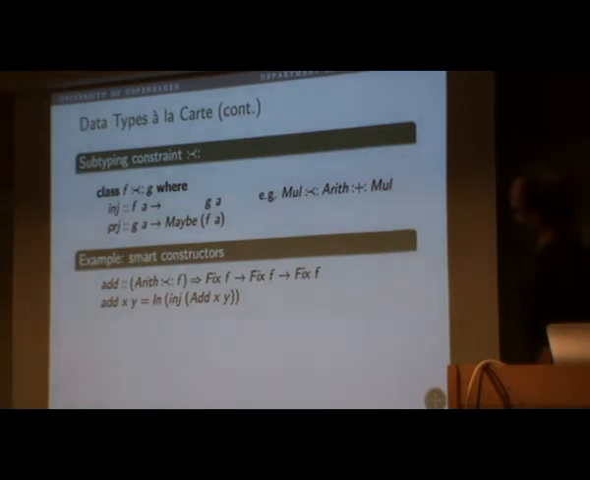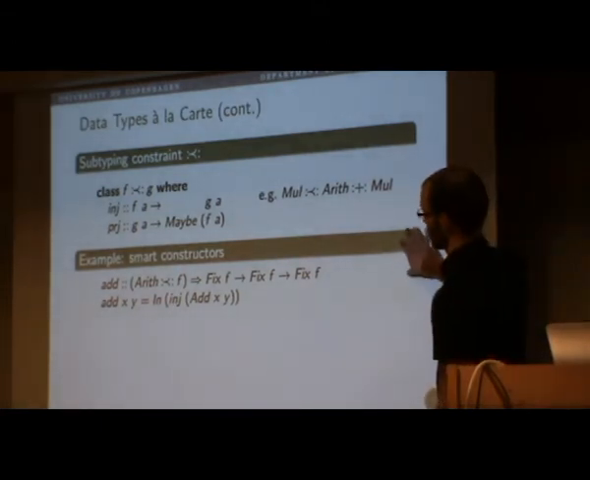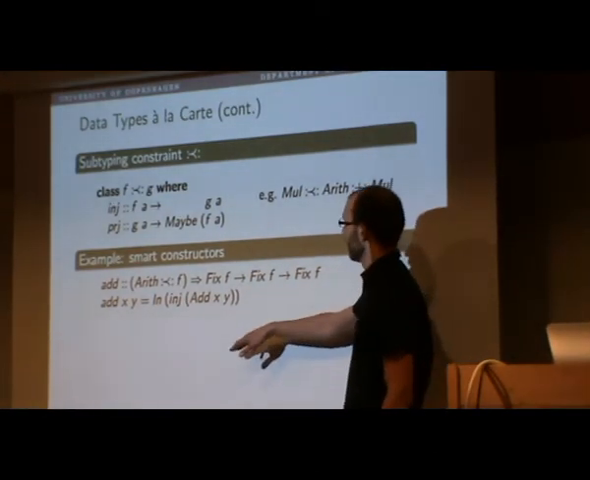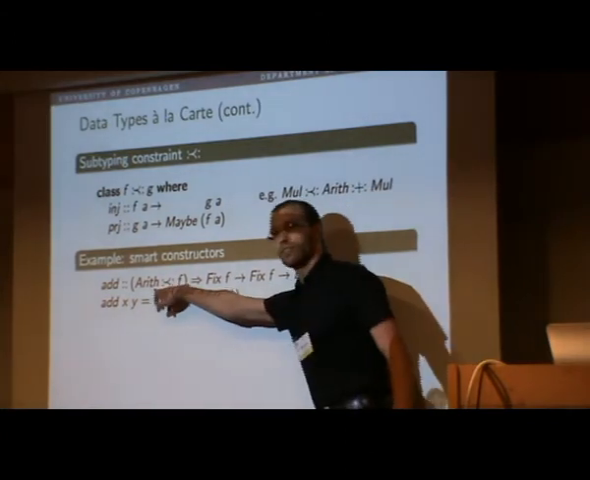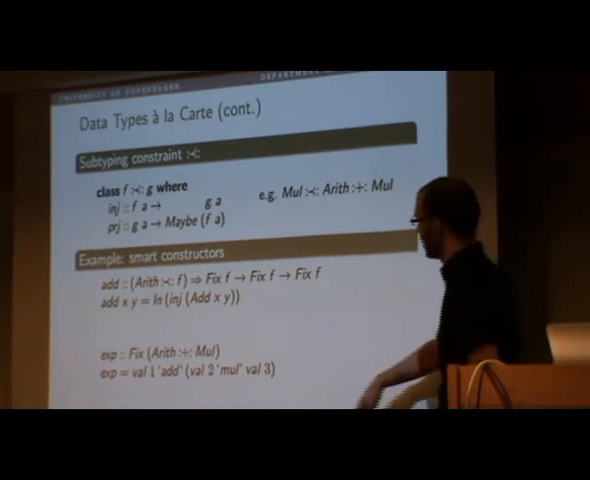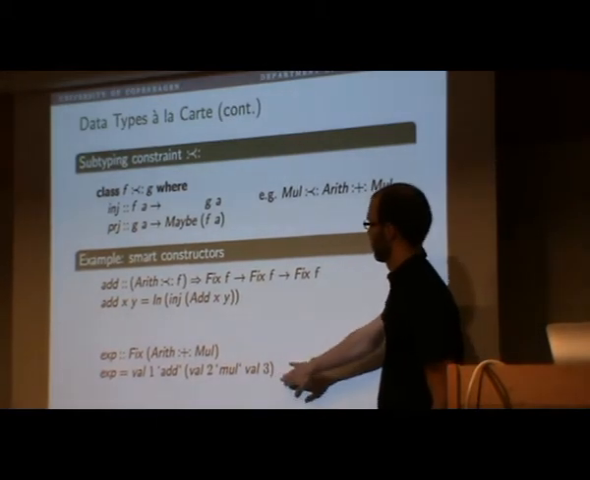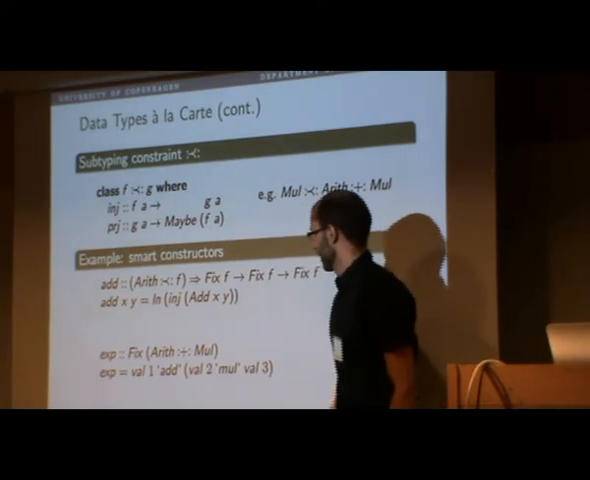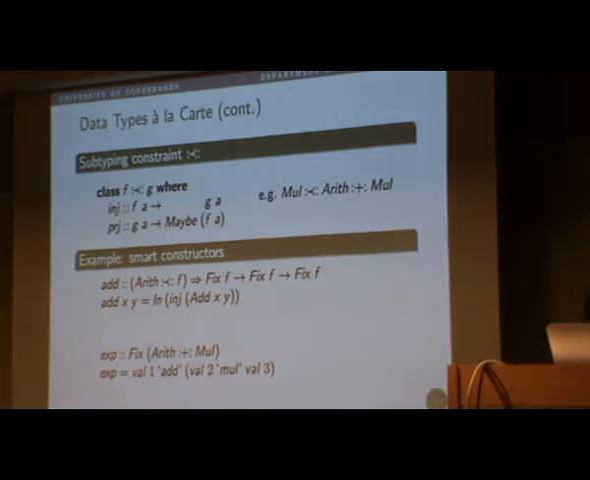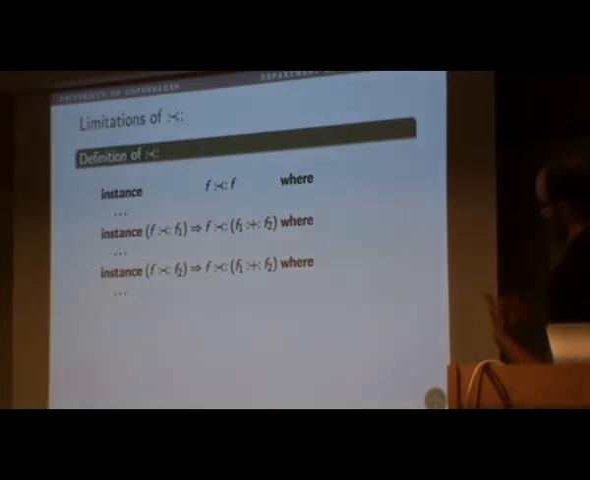For example, using this machinery, we can define smart constructors for addition, where we say the addition operator works for any functor f, where the f at least contains Arith. And we can do this for all the other constructors, and we can use them to build expressions over the combined signature using Arith and Mul, using these injection functions that come with this type class. But because it's a type class in Haskell, it comes with a set of limitations.